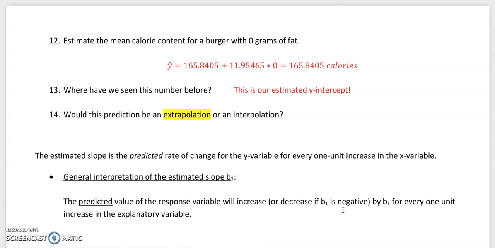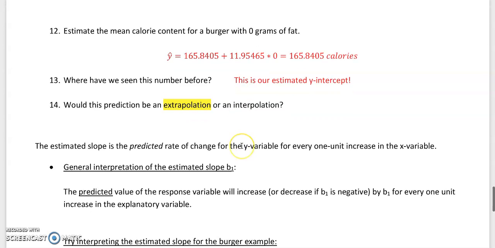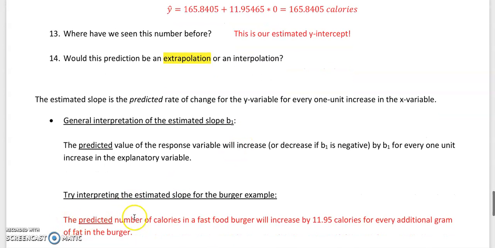So this is a template that we can use if we're trying to interpret our slope for someone. Now we're going to want to add context. We're going to want to say what this number is, what our response variable is, what units it's increasing or decreasing by, and all of that. So for the burger example, we were trying to predict the number of calories, and we were using the grams of fat to do that. Since our slope was 11.95465, we could say that the predicted number of calories in a fast food burger will increase by 11.95 calories for every additional gram of fat in the burger.